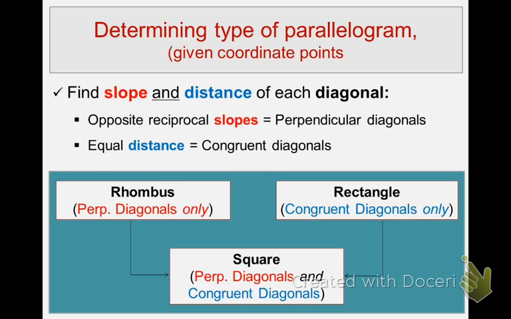You also need to check if it's a rectangle. Remember, a rectangle would have congruent diagonals, so that's why I'm having you check the distance of the diagonals. Because if the distances are the same, that would tell you they're congruent, and then it's a rectangle.